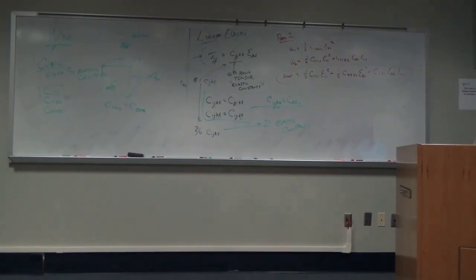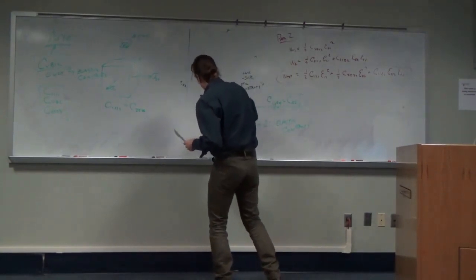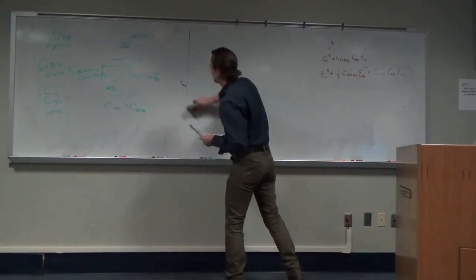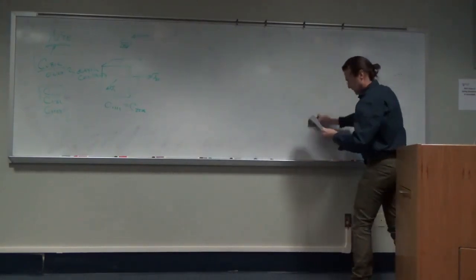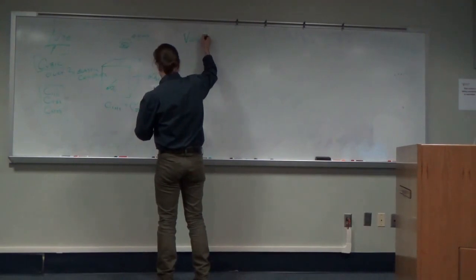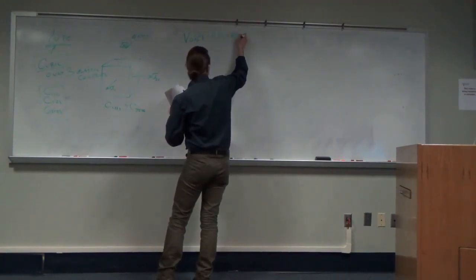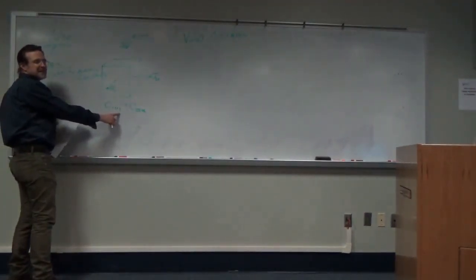But okay. We can make the numbers better, though. And we will make the numbers better by using what's called Voigt notation. So let's introduce that now. Okay, I got plenty of time. Voigt notation is going to allow you to get rid of the four indices IJKL.